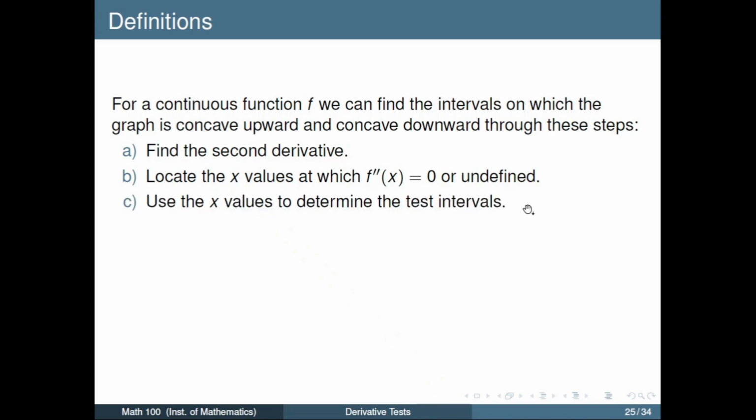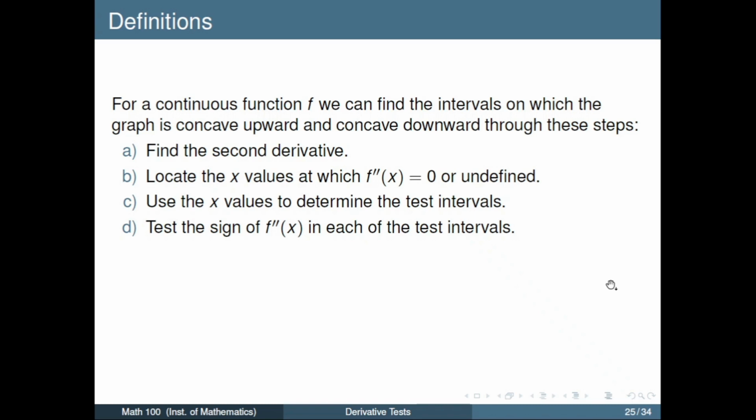Third, gagamitin natin yung mga PPOIs natin para hatiin yung intervals natin. And lastly, we make a table of sign. Okay? So, very similar process lang siya kanina dun sa pagkuha natin kung saan increasing or decreasing ang isang function. But, in this case, we look at the second derivative.